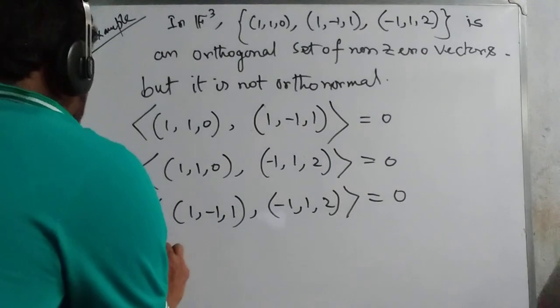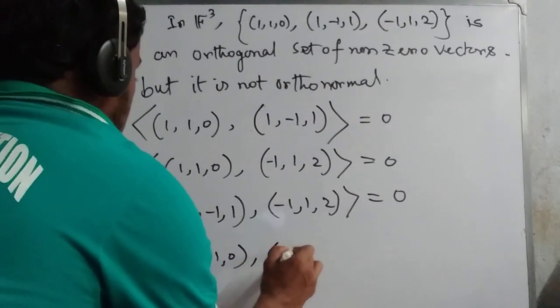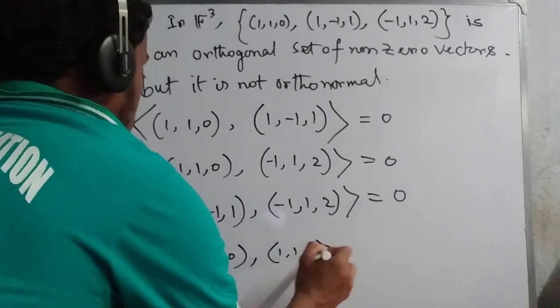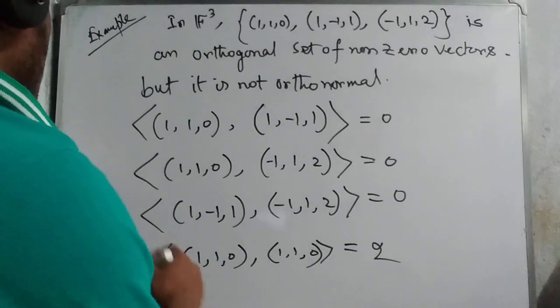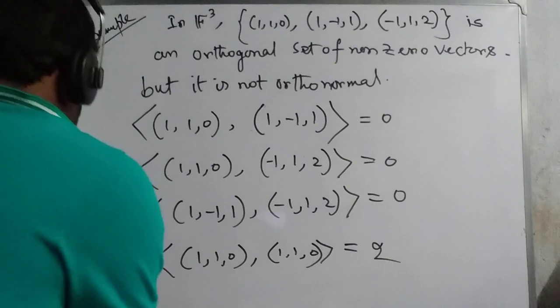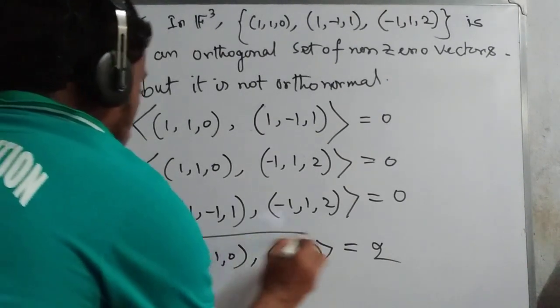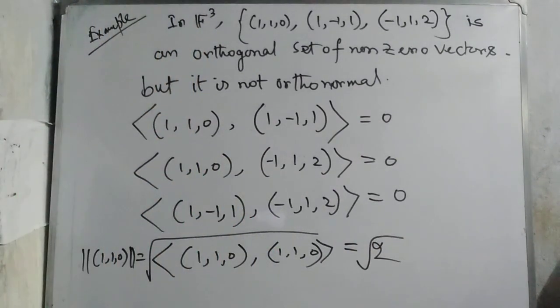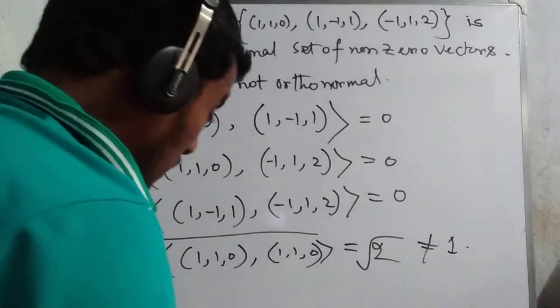Because we see that the inner product of (1,1,0) with (1,1,0) equals 2. That means the norm of (1,1,0) is the square root of 2, which is not equal to 1, so it is not orthonormal. Understood? Not a problem at all.